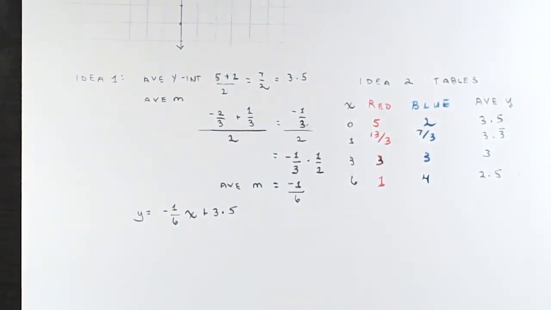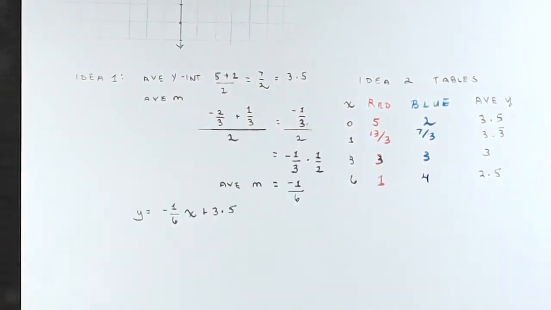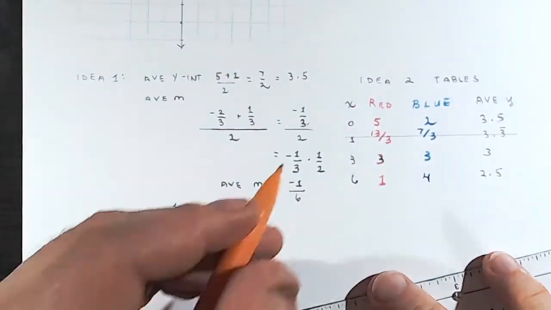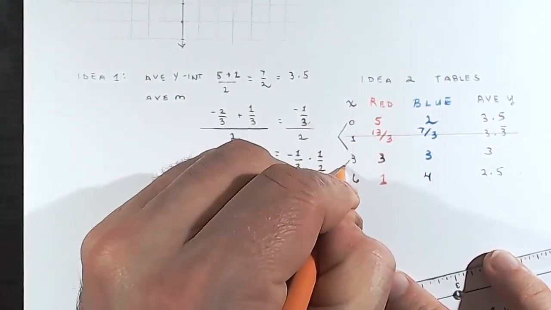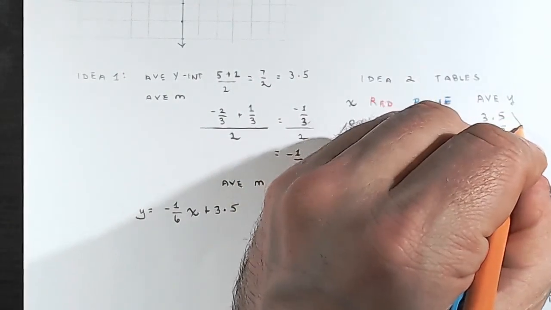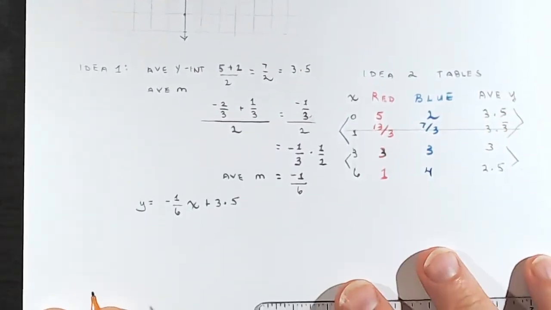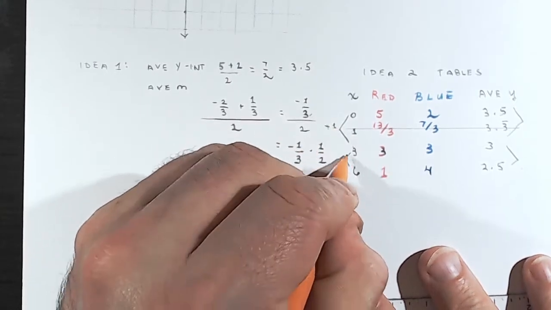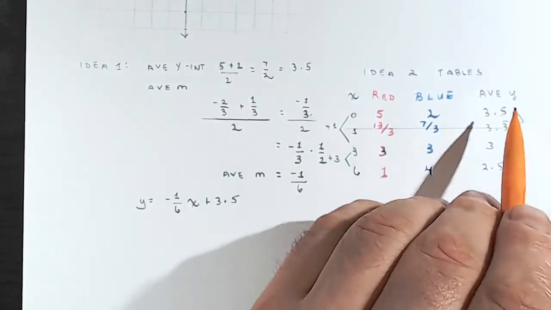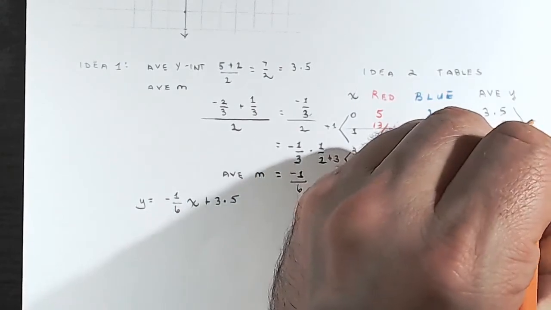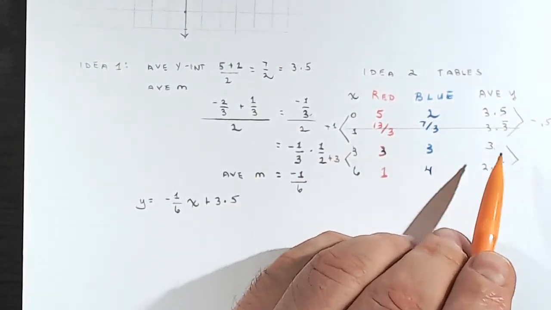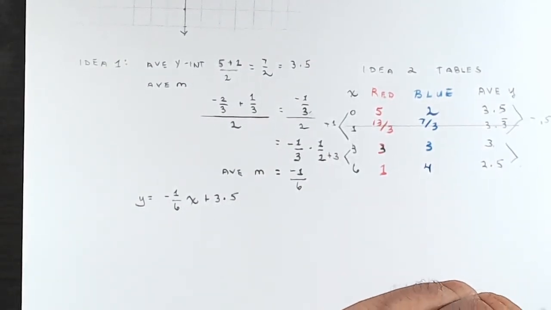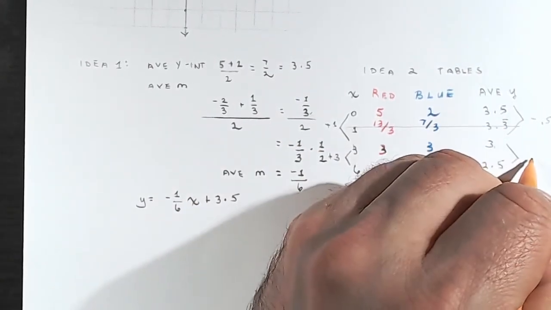Okay, so what we'll do is we will ignore this ugly set of numbers here. We'll just chop that out. And we'll compute the change in x for these two and the change in y for these two and see what we get. So from 0 to 1, that's plus 1. From 3 to 6, that's plus 3. From 3.5 to 3, that's minus 0.5. And from 3 to 2.5, that's minus 0.5.